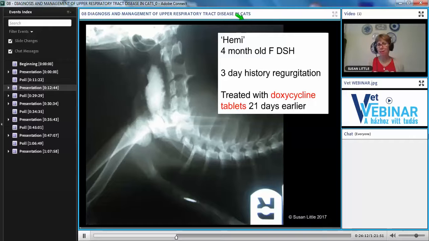And there's not a lot of things that cause that in cats. So we did some imaging. As you can see, we did some contrast imaging. So this is an esophagram. And this is barium that's been retained in the thoracic portion of her esophagus. Right around the level of the heart base is where it stops. And that's characteristic of an esophageal stricture.